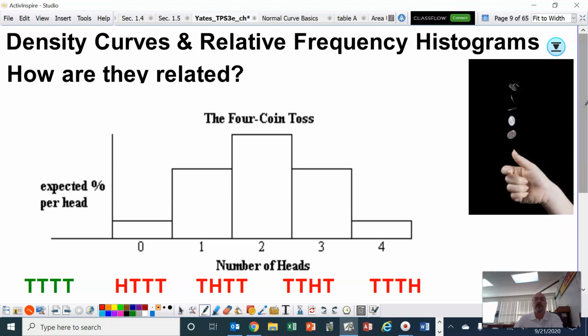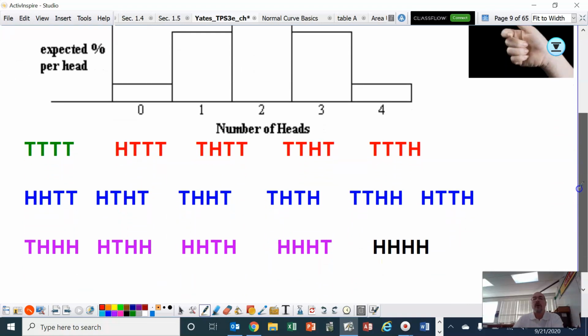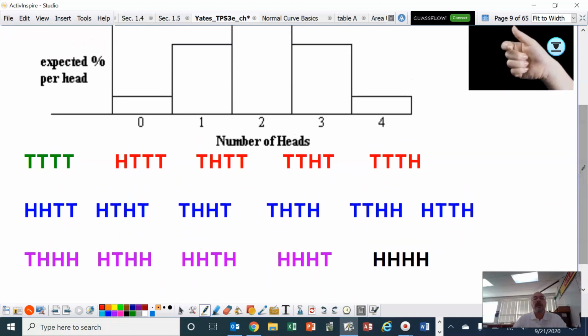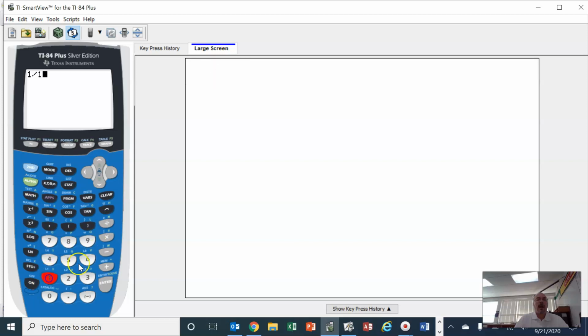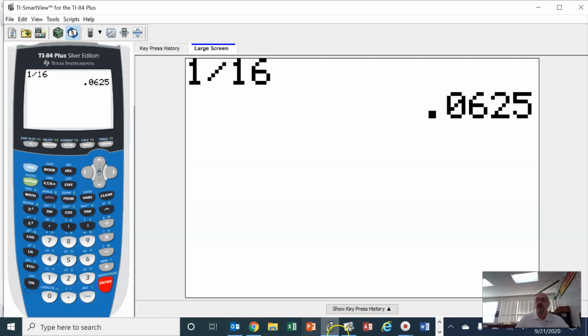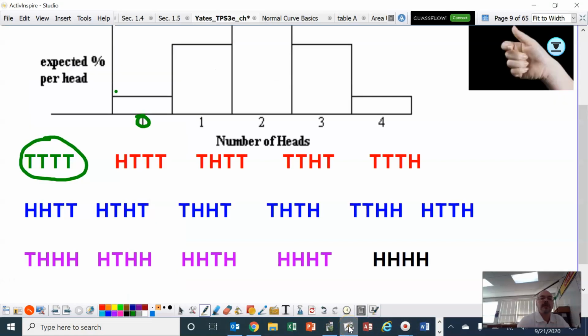Well, here's an example, ladies and gentlemen, of tossing a coin 4 times. Here are the outcomes. So all tails, that would be the 0 heads. So these 4 tails, that would be 0 heads, right? And there are 16 outcomes there. And if I take 1 out of 16, I will get the decimal 0.0625. I know this says percent. Let's make this the decimal instead. 0.0625.